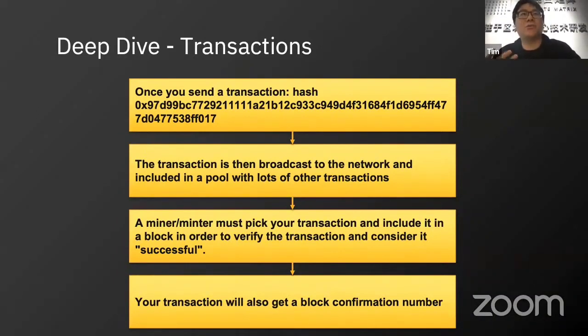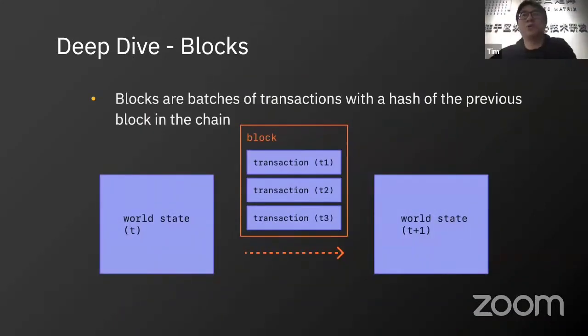So here is how this transaction works. A hash is generated and then it is broadcast. And then the minter or miner will pick up the transaction and include it in a block in order to verify the transaction and consider it successful. Usually your transaction is packed with other people's transactions into a block and minted, or mined, in the next block generation. And your transaction will also get a block confirmation number. The confirmation number is just the number of blocks created since the block that your transaction was included in. So the higher the number, the greater the certainty that the transaction was processed and recognized by the network. So basically, that's how it works.